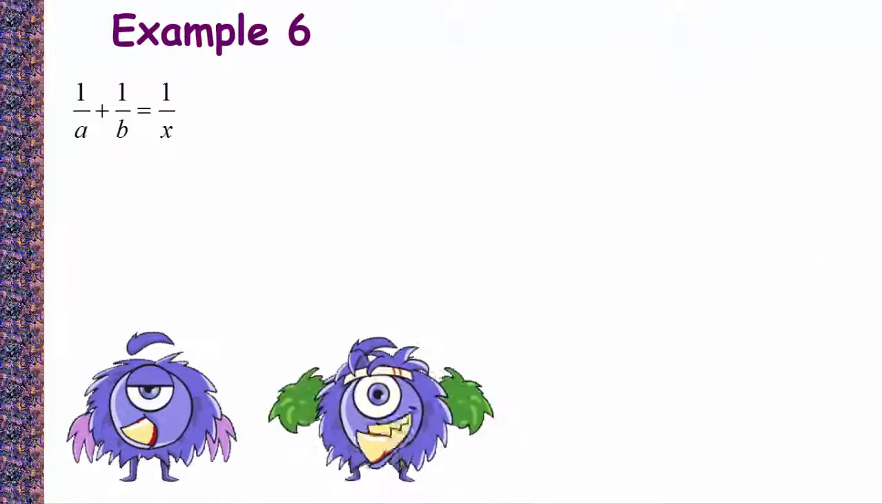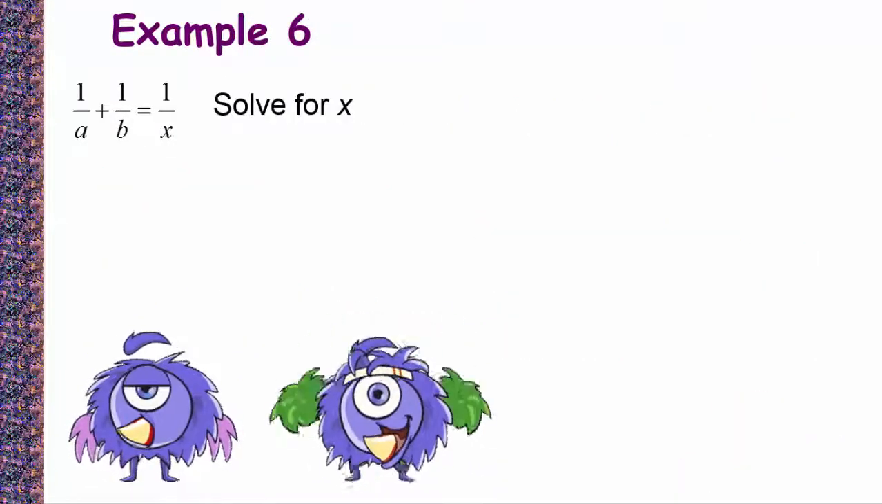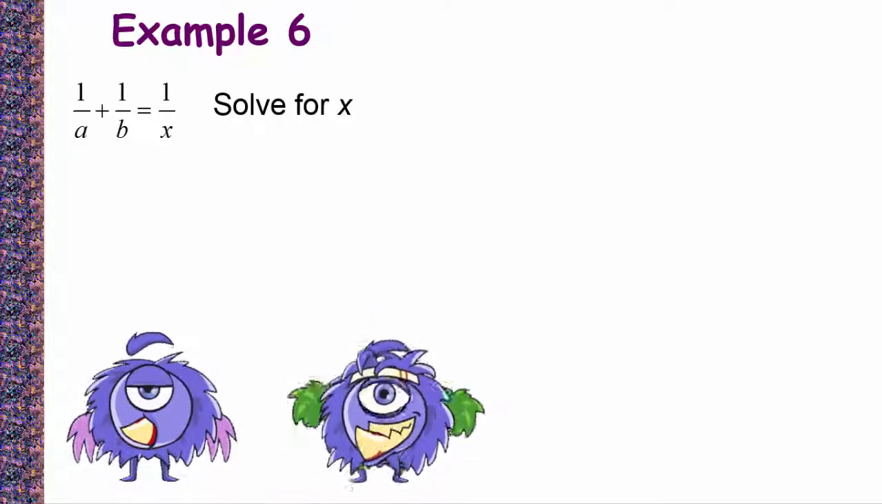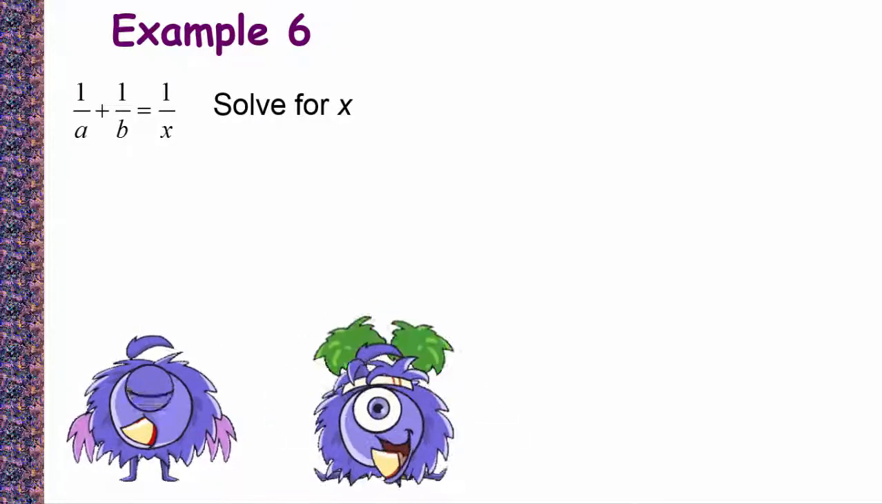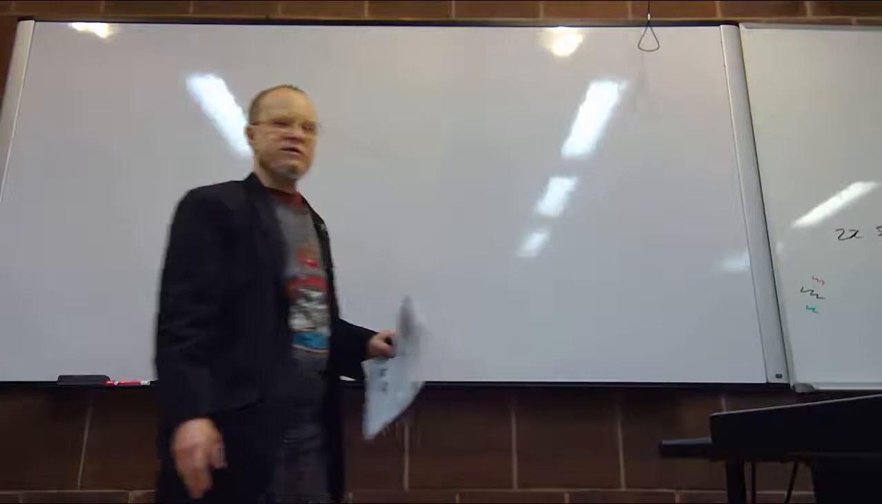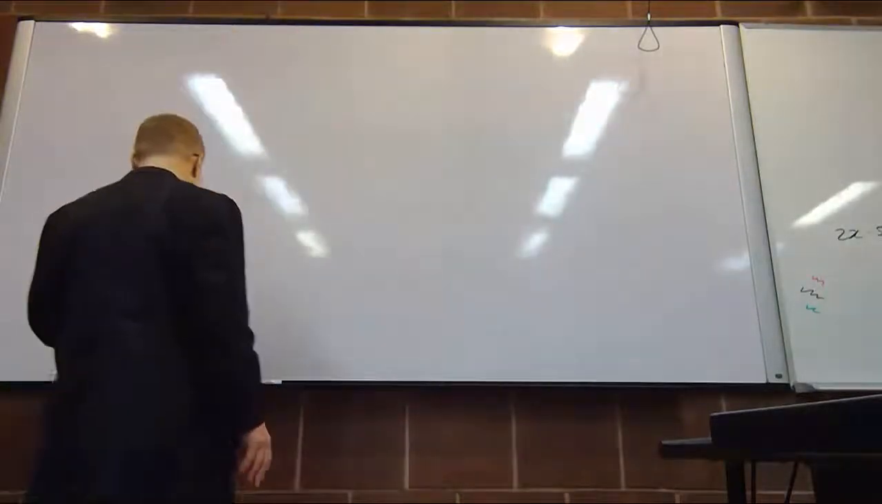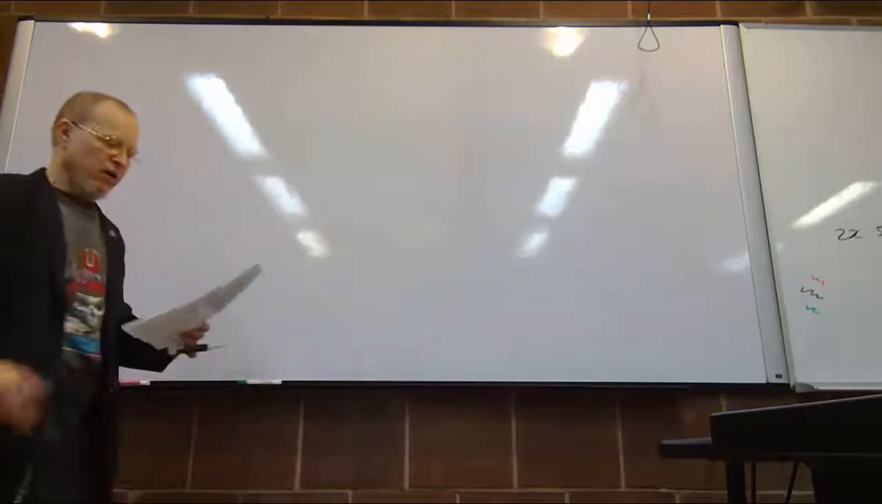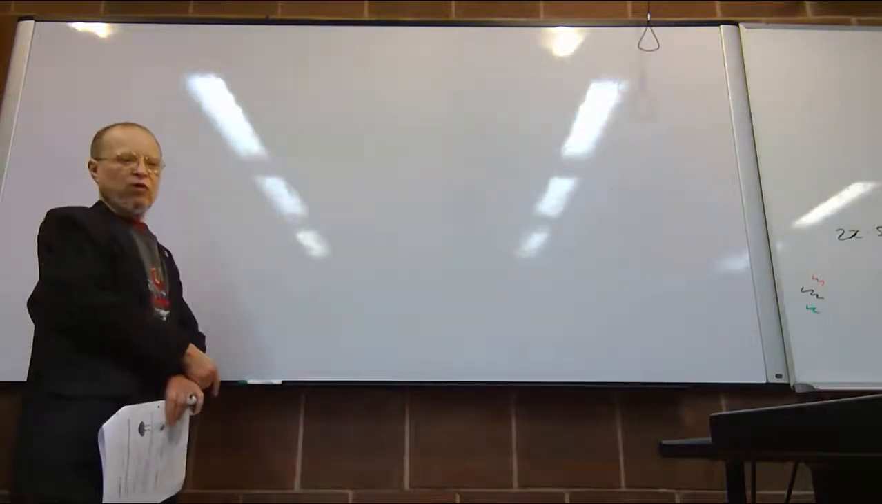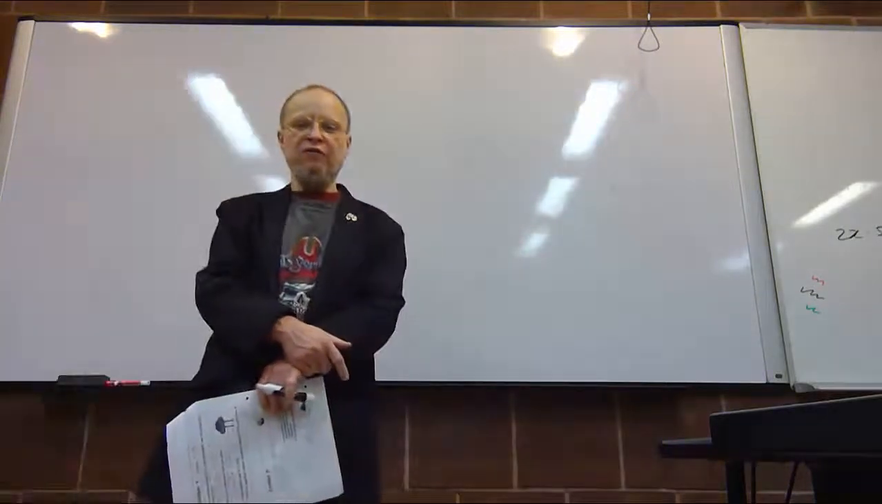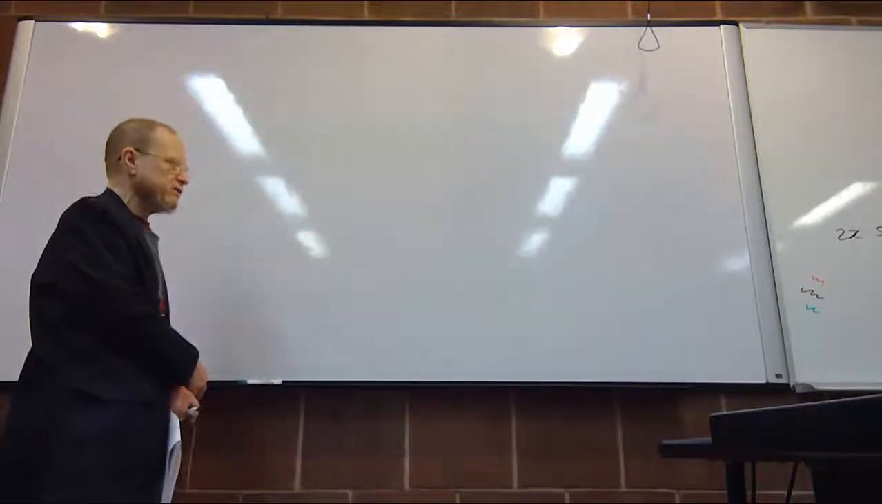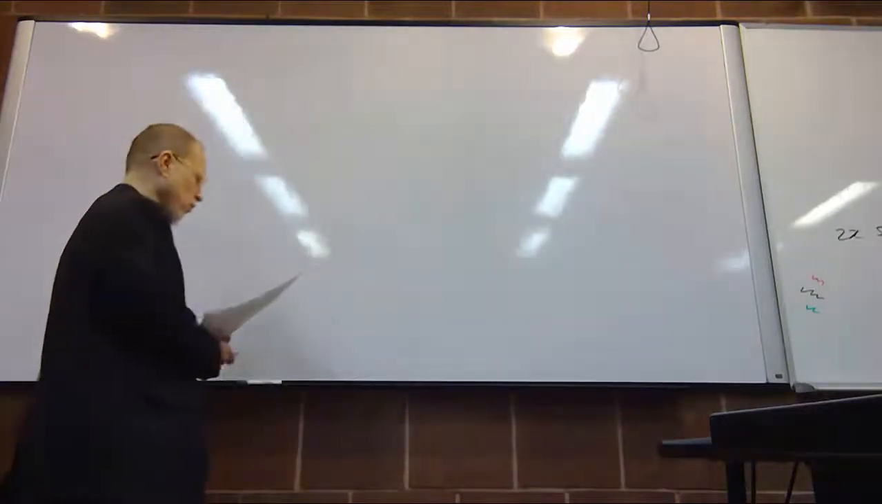In this example, number 6, we're asked to solve for x. So why don't we go over to the whiteboard and work this one out. Now we're going to solve something a little bit different. We're just going to solve for some variables. And as we did earlier, we're going to learn a little bit more about these kind of things in situations like this. And these were called literal equations.